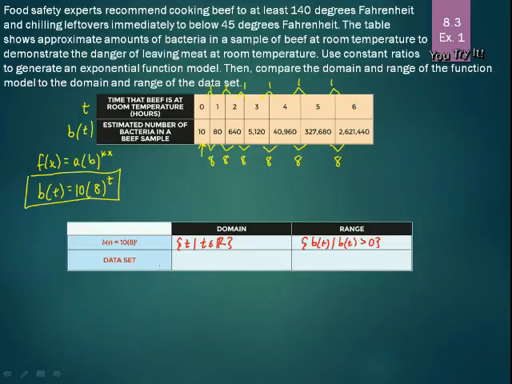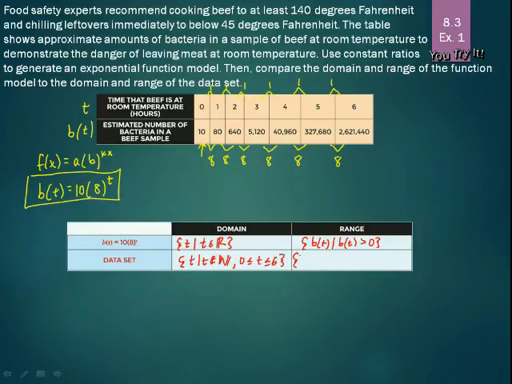And the data set is actually very specific. So for the t values, we just have 0 through 6, and those are just whole numbers. So we can say the set of t such that t is a member of the whole numbers, and then it's only between 0 and 6, and so we can write this as 0 is less than or equal to t is less than or equal to 6.